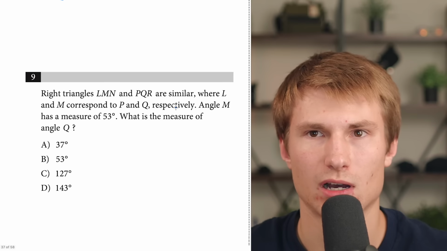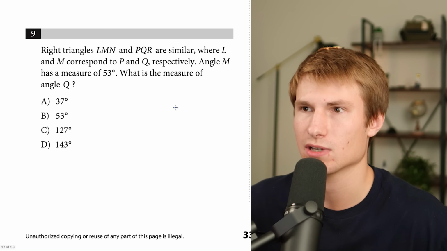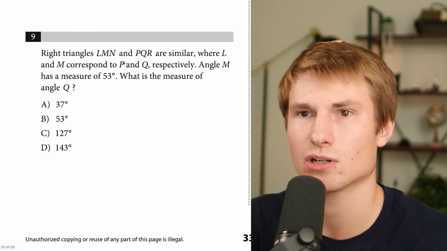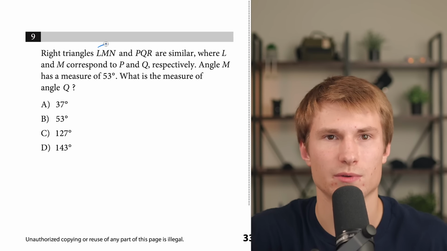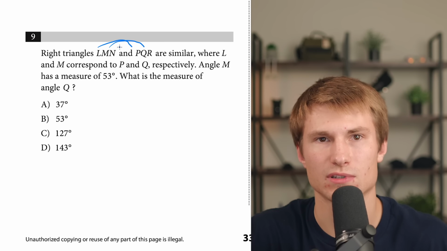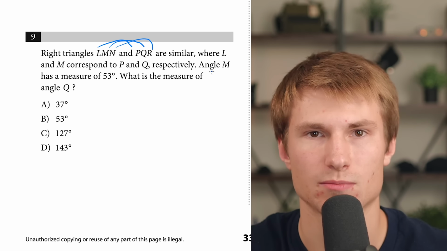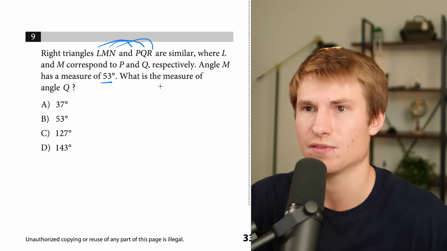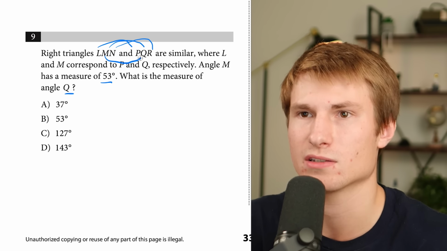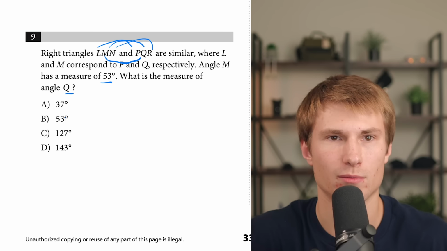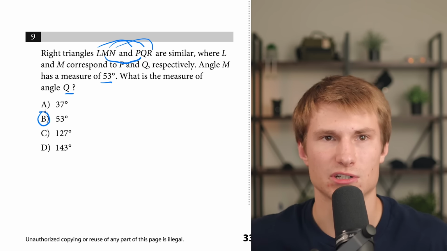Let's go ahead and move on to number 9. Right triangles LMN and PQR are similar. Okay, so we have similar triangles. L and M correspond to P and Q. So as we can see, first one, second one, which means third one. So that's perfect. Angle M has a measure of 53. What is the measure of angle Q? Well, we see that these are similar triangles. M corresponds to Q. Therefore, they're going to have the same angle measure. And our answer there will be 53, which is answer choice B.